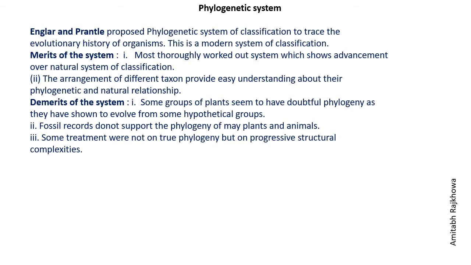Modern system or phylogenetic system. This system was proposed by Engler and Prantl. They proposed this system to find out the ancestors of living organisms. This is a modern system which mainly deals with the study of fossils. This system has its own merits and demerits.